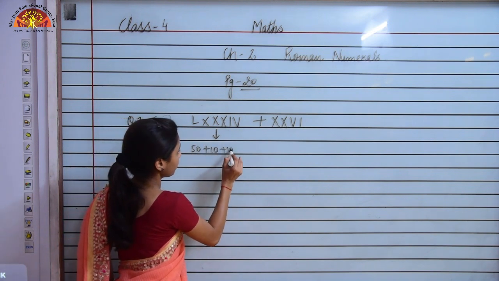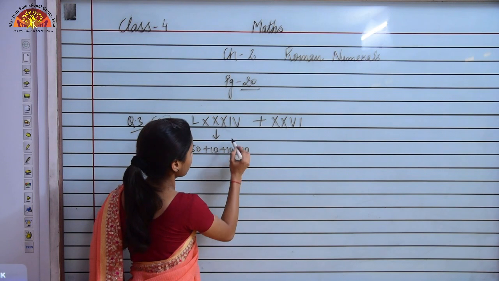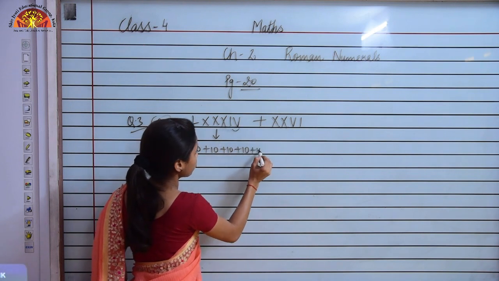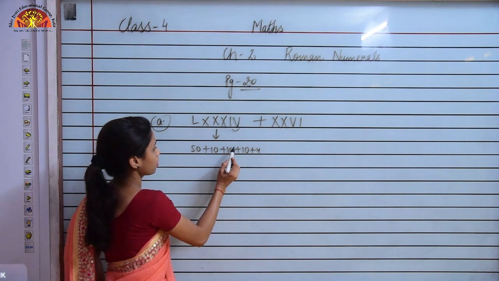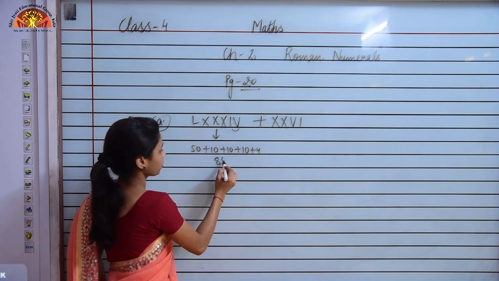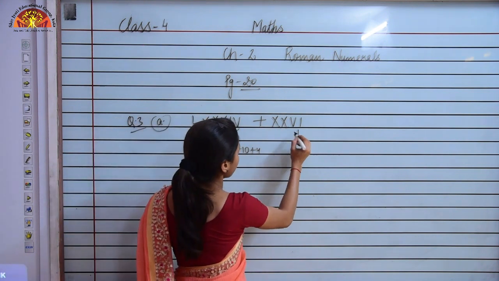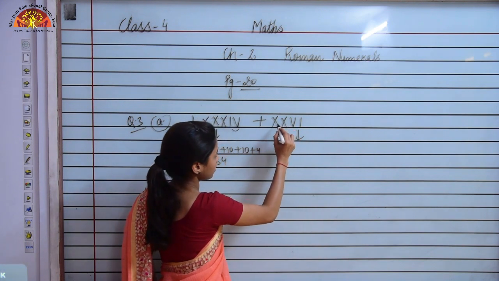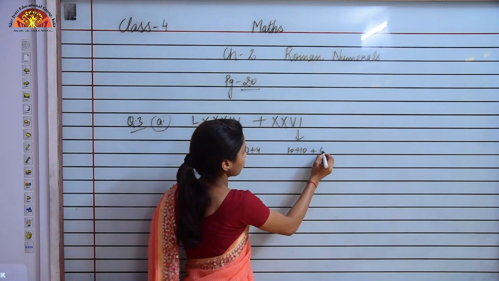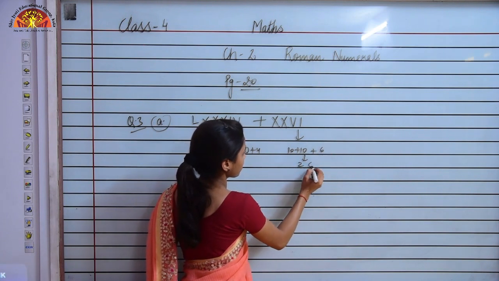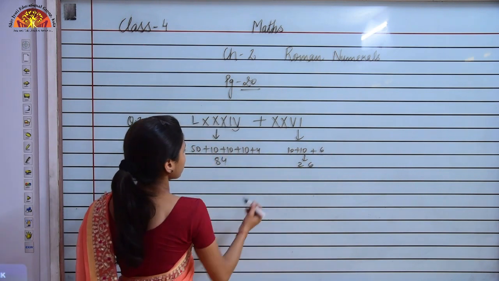Now we are having 10 how many times? 3 times, and this is 4. So this will be 50 plus 10, 60, 70, 80 and 84. Now this will be x plus x, that is 10 plus 10, and this is 6. So this will be 26.